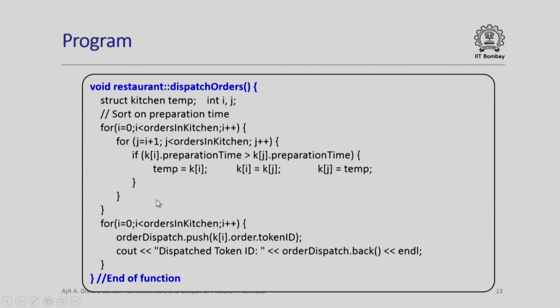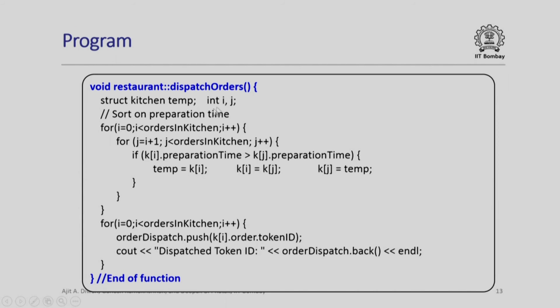used for the dispatching function. All that we do is, for i equal to 0 to orders in kitchen, suppose there are 4 orders, 10 orders or whatever, one by one we take the order token ID from the ith element of K and push it onto order dispatch. For the benefit of confirmation, we just print that the dispatch token ID is so and so.